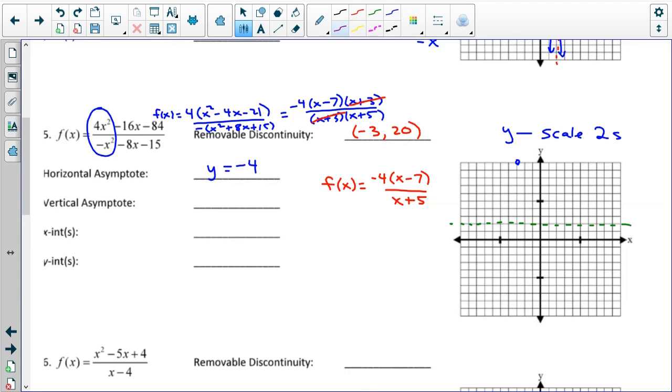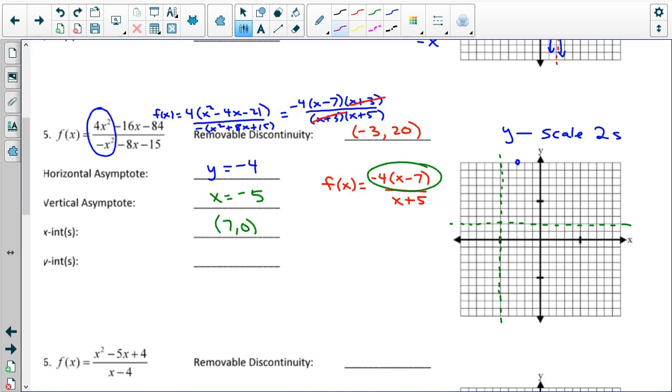Vertical asymptote is where only the denominator equals 0, so that's x equals -5. So once again, remember that my x scale is by 1's here. So x equals -5 looks like that. X-intercepts are where only the numerator equals 0. So that's at 7 comma 0.